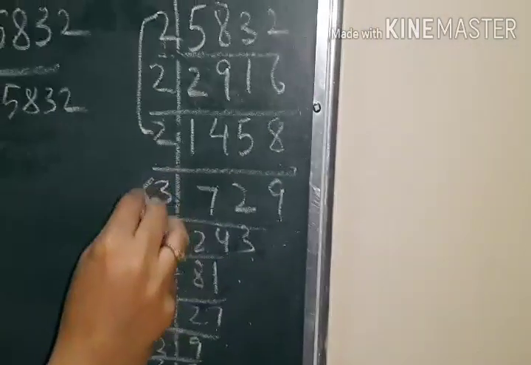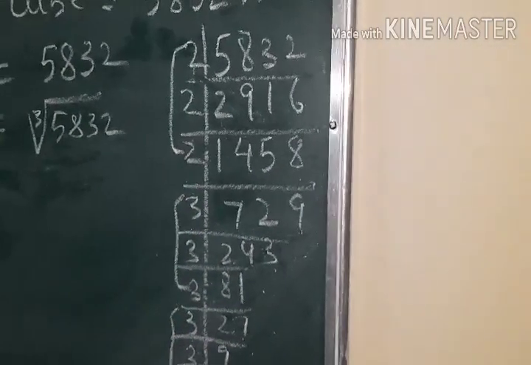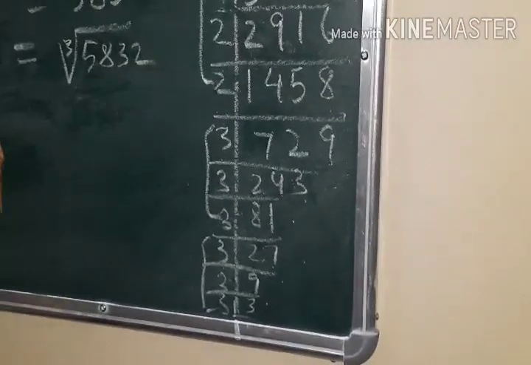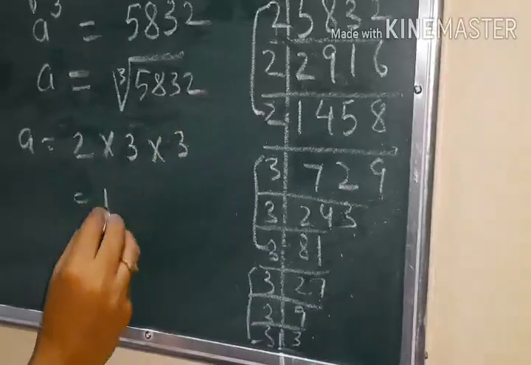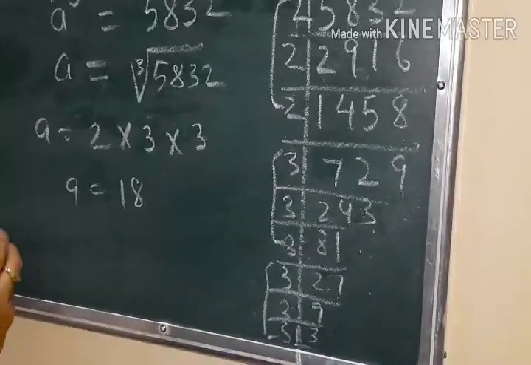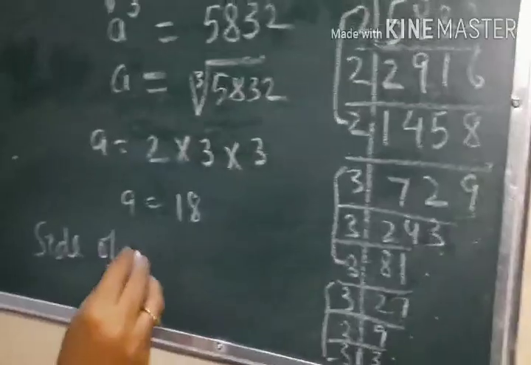So 1, 2 and this one. 3 groups are there. So your A will be 2 into 3 into 3, which is 18. So the side of a cube is 18 centimeters.